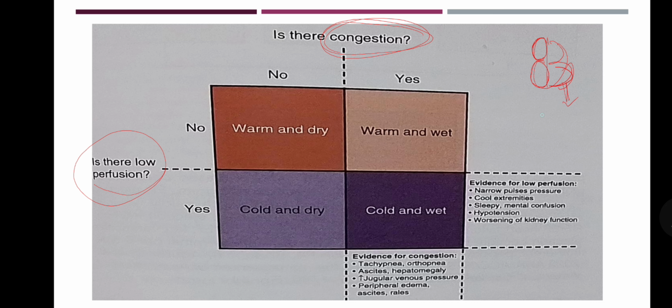And there is perfusion pressure, normal or low. That means the patient is present with shock, heart failure with shock or not. So if there is congestion and the perfusion is normal, then it's called wet and warm failure. Wet and warm failure means there is a preload failure or right heart failure.